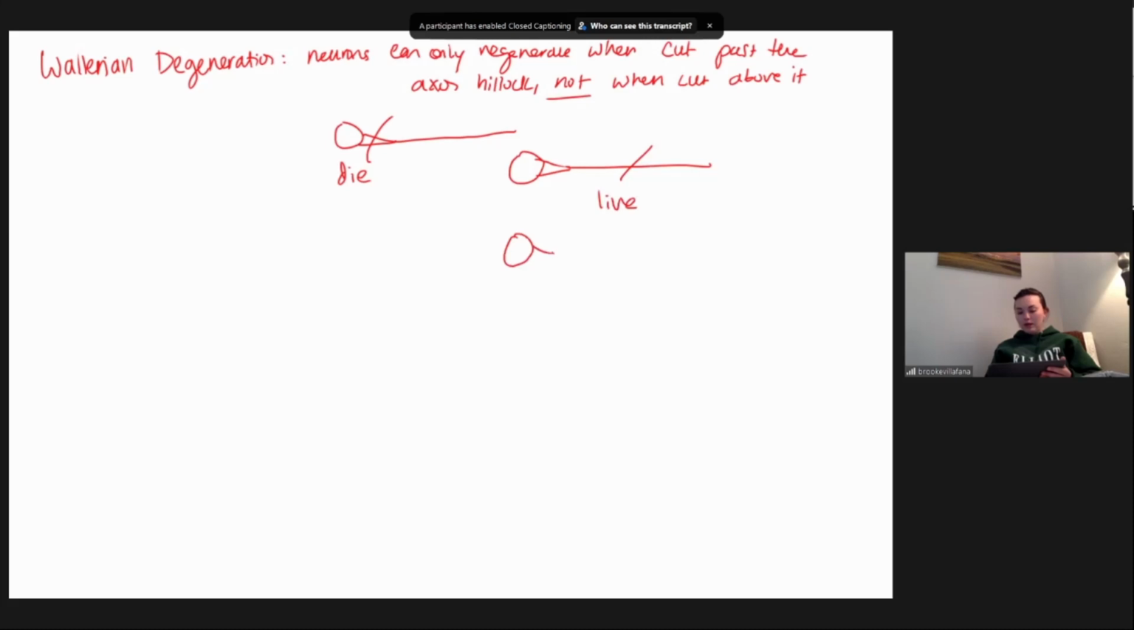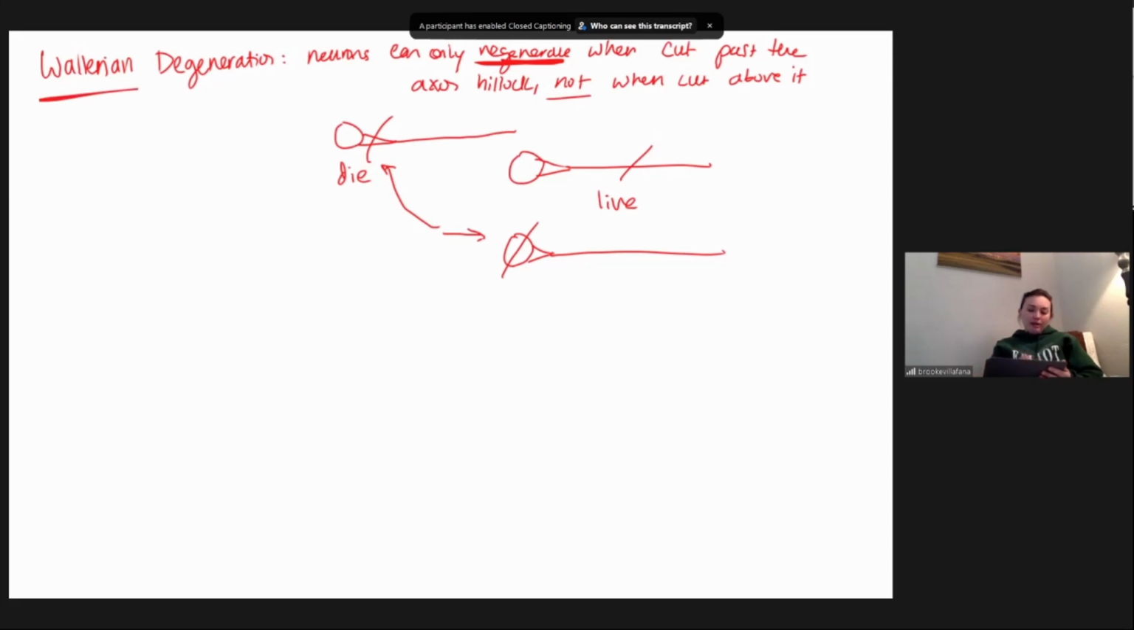And if it's cut at or above, so at or here, both of these will die. Wallerian degeneration is the fact that it can regenerate if it's cut at the axon, but not if it's cut at the cell body or axon hillock.